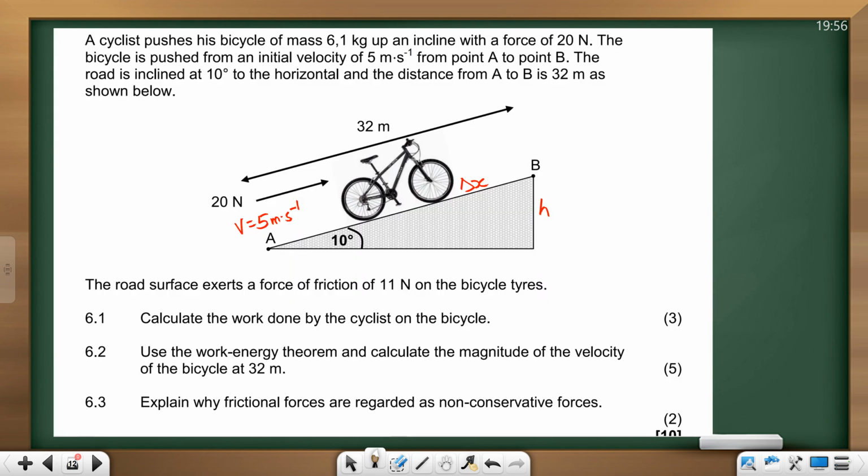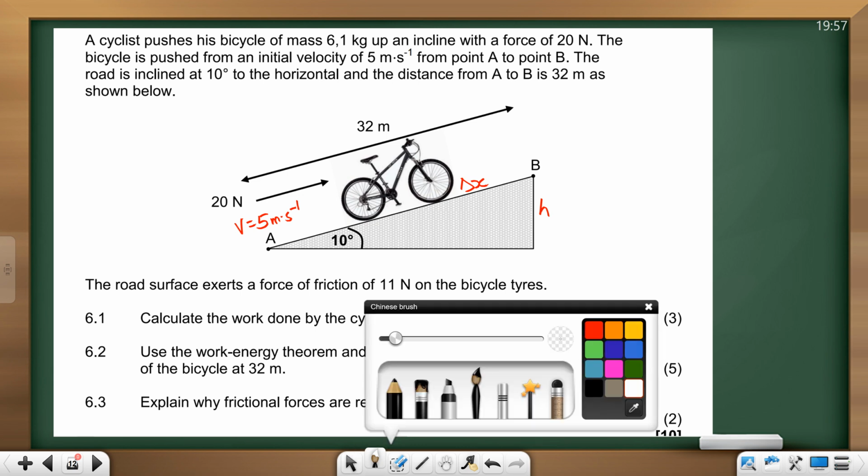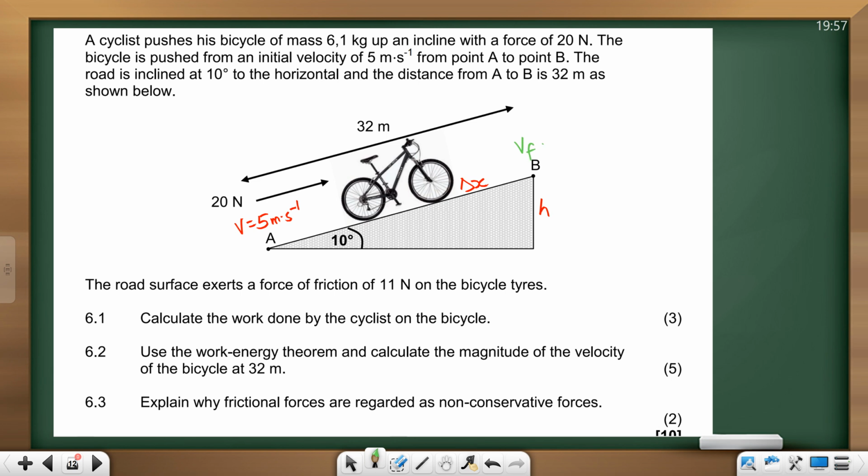Good. Use the work energy theorem to calculate the magnitude of the velocity of the bicycle at 32 meters. What are we looking for? Final velocity. I'm going to do this now in 3 ways. I may still need 5 minutes.